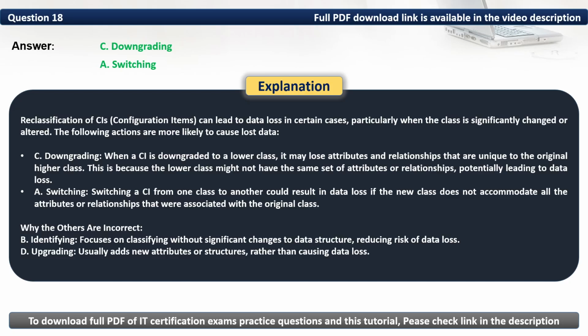Reclassification of CIs can lead to data loss in certain cases, particularly when the class is significantly changed or altered. The following actions are more likely to cause lost data. Downgrading. When a CI is downgraded to a lower class, it may lose attributes and relationships that are unique to the original higher class. This is because the lower class might not have the same set of attributes or relationships, potentially leading to data loss. Switching. Switching a CI from one class to another could result in data loss if the new class does not accommodate all the attributes or relationships that were associated with the original class.